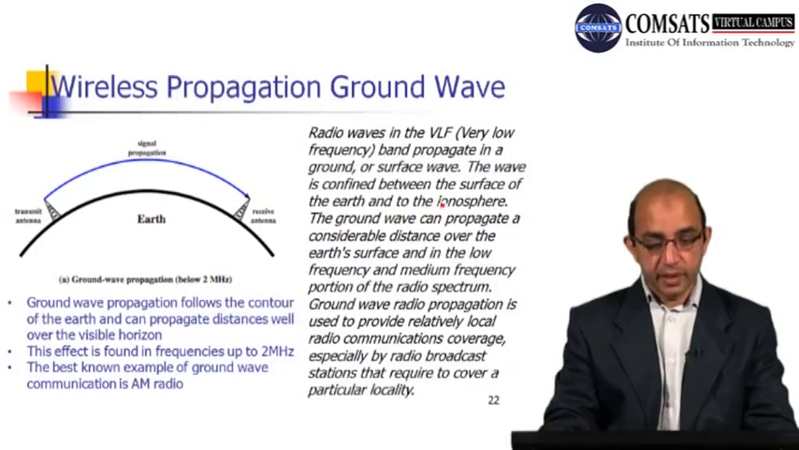In fact, for ground wave propagation, the wave is confined between the surface of the earth here, that is the surface of the earth, and the ionosphere, right? So here in space over here, we have a layer that is the ionospheric layer, right? So the ground wave actually propagates between the surface of the earth and that ionosphere.